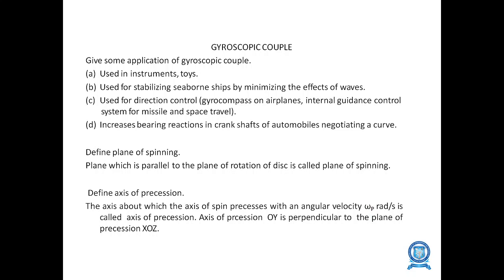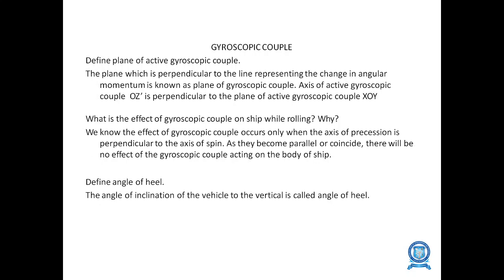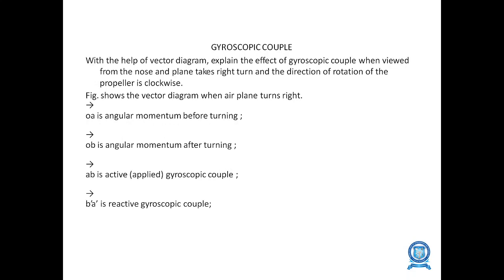Next is the plane of spinning. The plane which is parallel to the plane of rotation of the disc is called the plane of spinning. The axis of precession is the axis about which the spin axis proceeds with angular velocity. Angle of heel is the angle of inclination of the vehicle to the vertical. The effect of gyroscopic couple while rolling in ships occurs when the precession is perpendicular to the axis of the spin. So these are some of the gyroscopic couple effects.